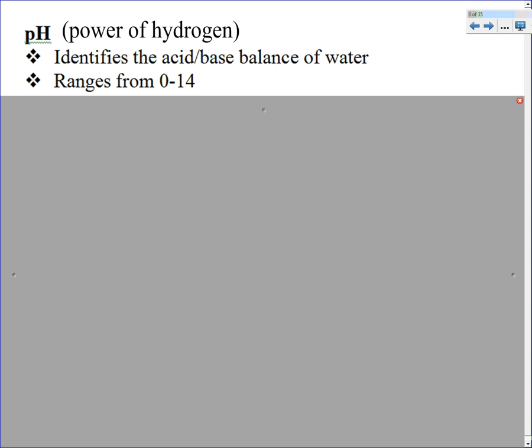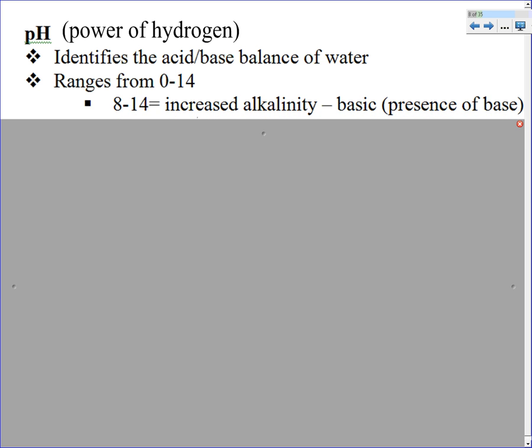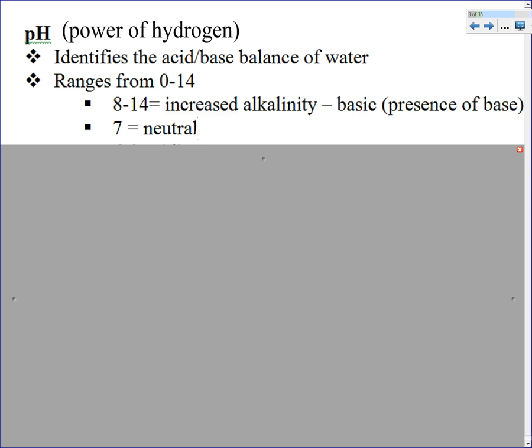pH is going to range from the number 0 to 14. And there are pH scales, and we use that scale to see where the pH falls, and we determine the acidicness or the basicness of a substance. If a substance falls between 8 and 14, there's an increase in alkalinity, which means it's high in base. It has a presence of base. When I say high, I mean if it's at 14, but if it's between 8 and 14, there is a presence of a base there. If it's right in the middle at 7, the substance is neutral, meaning there's no acid and there's no base. What do we want to be neutral?